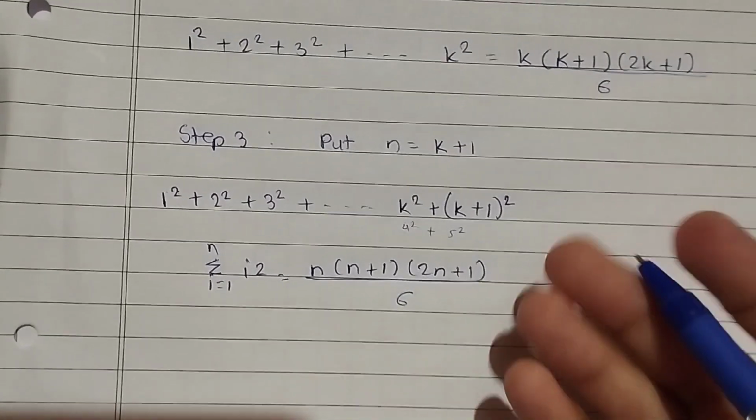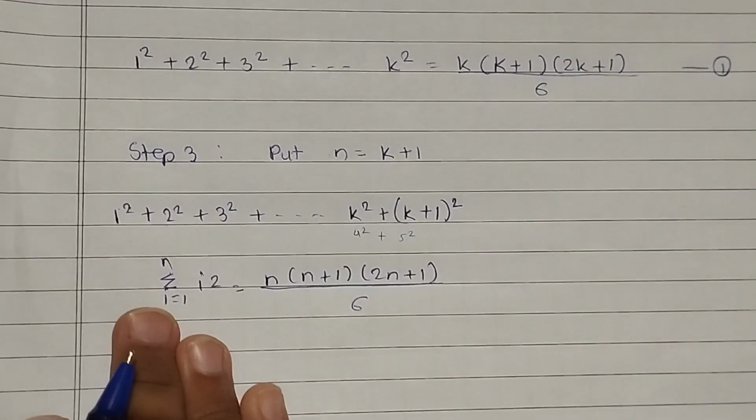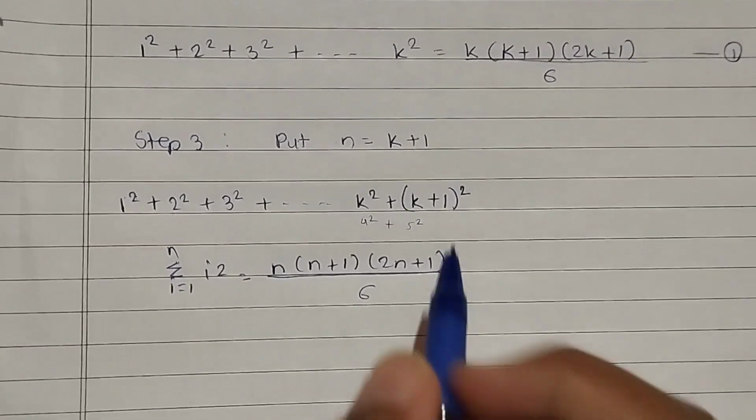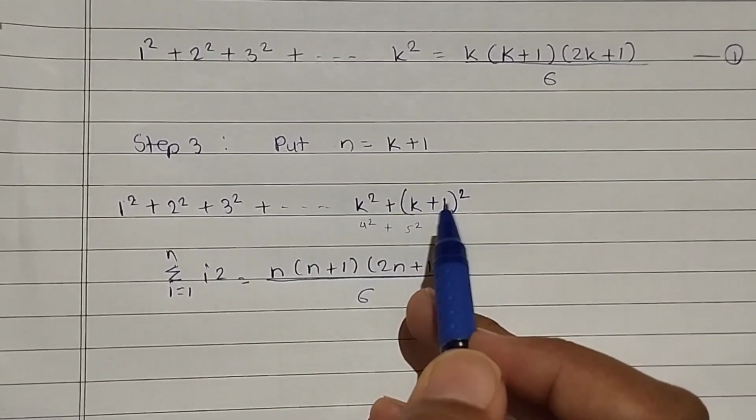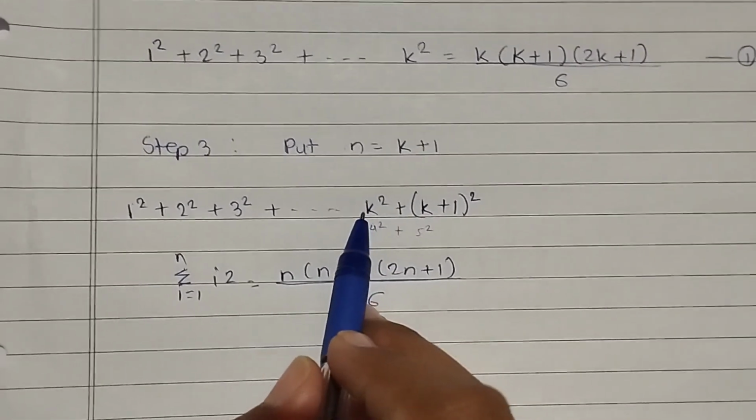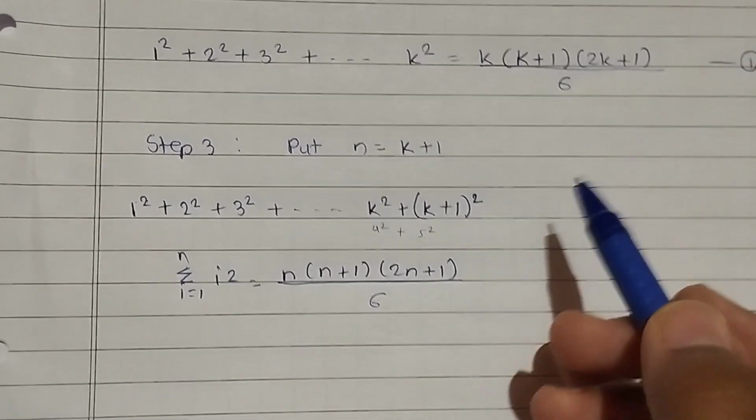So the meaning is not change our LHS. Here our LHS is equal to i squared, and this i is incremented by 1. So if we want to increment k plus 1, then previously k is mentioned, so k and then k plus 1. k is increased by 1.